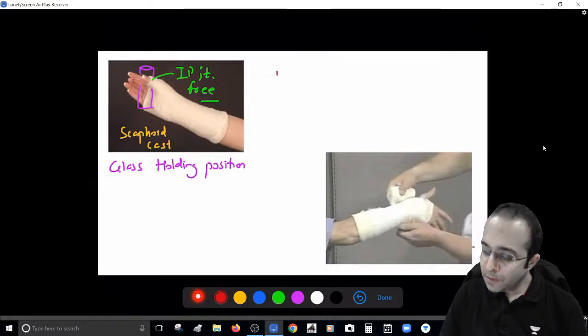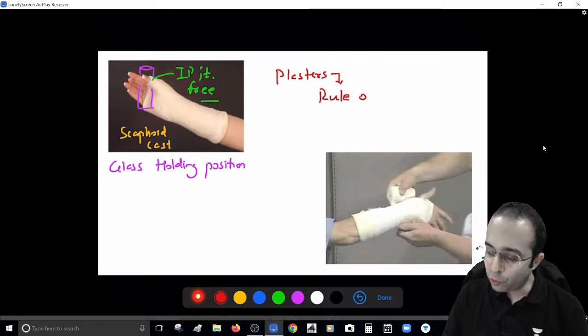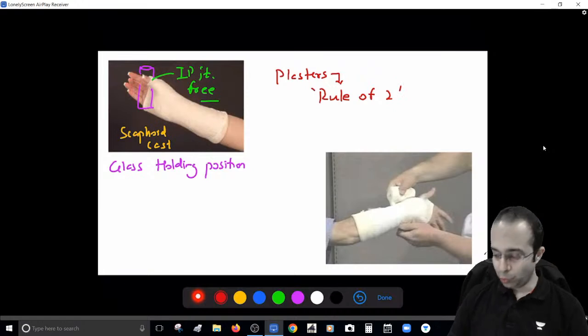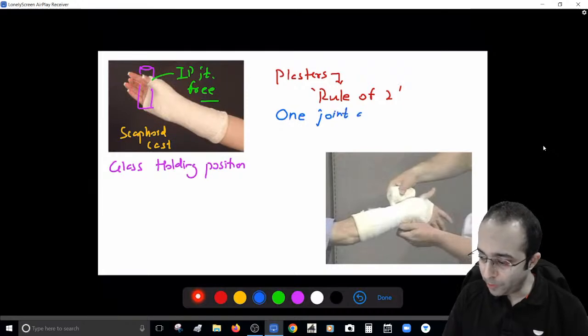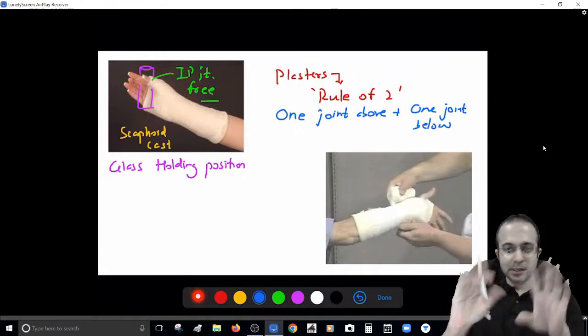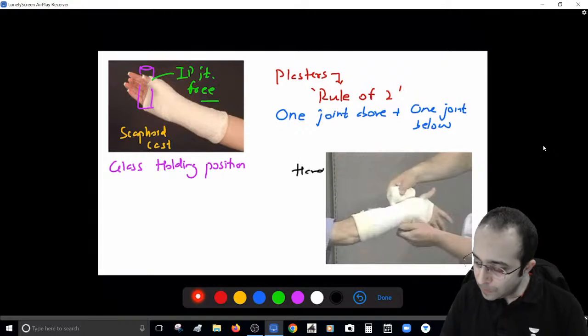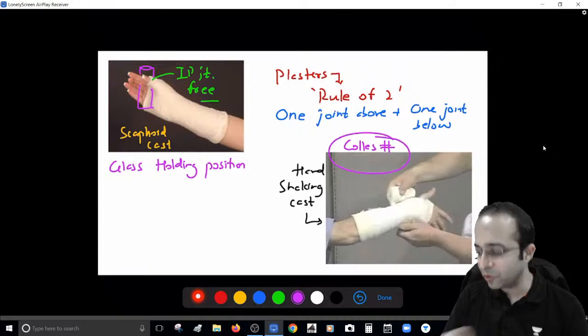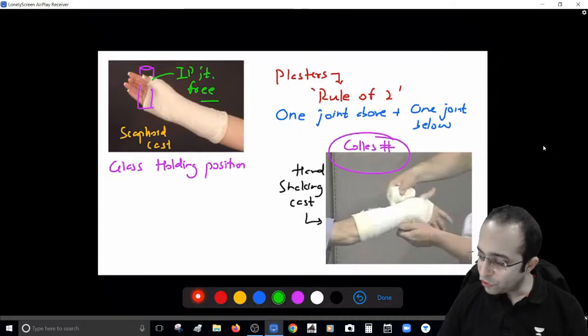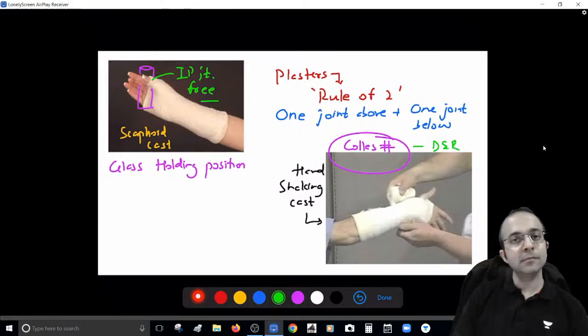Well, let me tell you, if you are applying plasters, then we follow the rule of 2. Rule of 2 means we extend the plaster to one joint above and one joint below the fracture. That's it. Let me give you an example. See, this is that handshaking cast, and you very well know that this handshaking cast is given in cases of Colles fracture. Now Colles fracture you will have at the distal end of the radius.